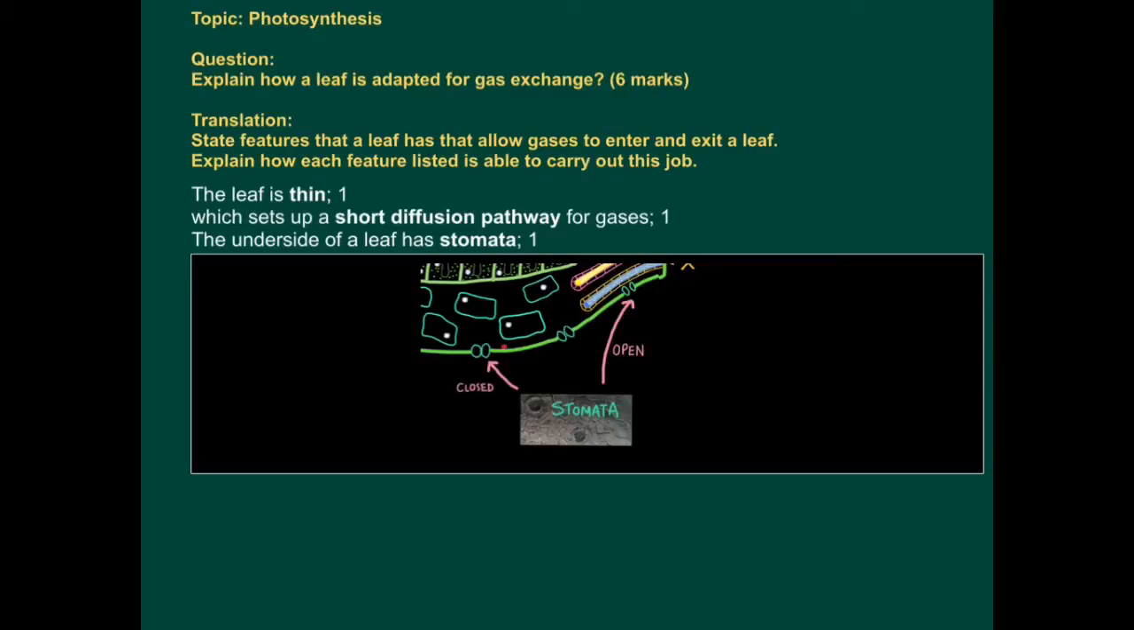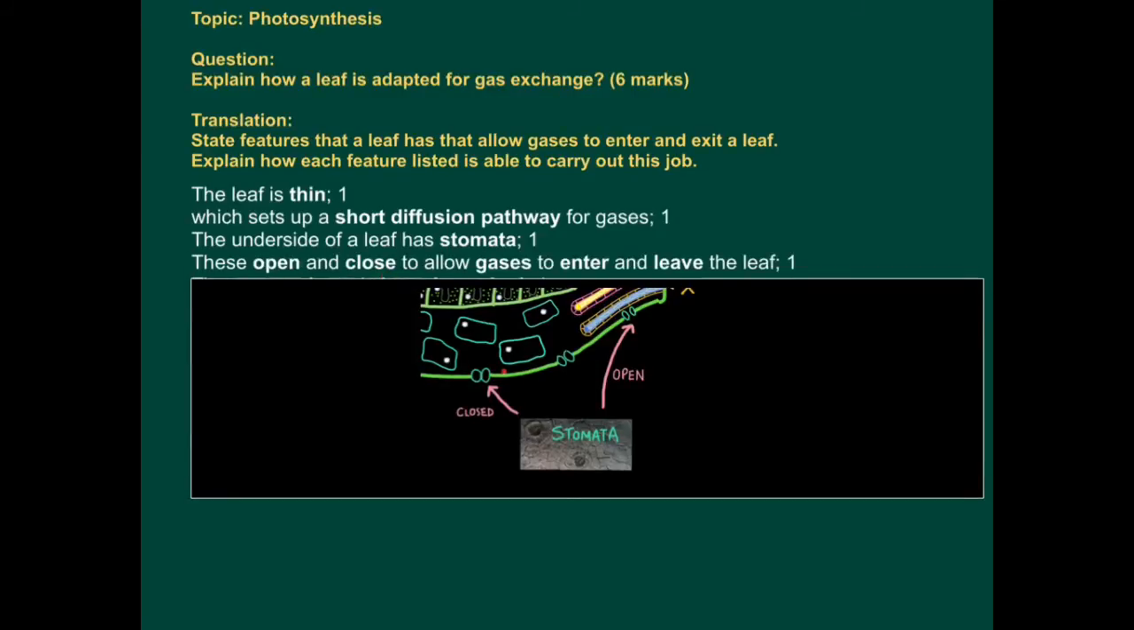and leaving. For example, if it's hot and dry outside, you might want them closed so the plant doesn't lose water. However, if the plant is deprived of sugar, it might want to allow more carbon dioxide in for photosynthesis. So the stomata are opened and closed to allow gases to enter and leave the leaf.